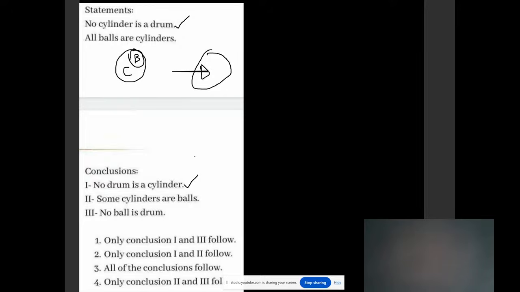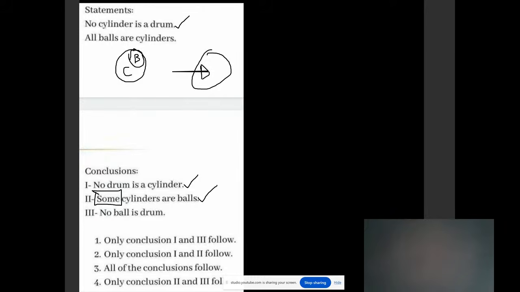Next, the second one, some cylinders are balls. In order to satisfy a some condition, the circles should just intersect. A small intersection is also enough. If they are intersecting, some is correct only, because some means only intersecting. Yes, cylinders and balls are intersecting, so some cylinders are balls is correct only.